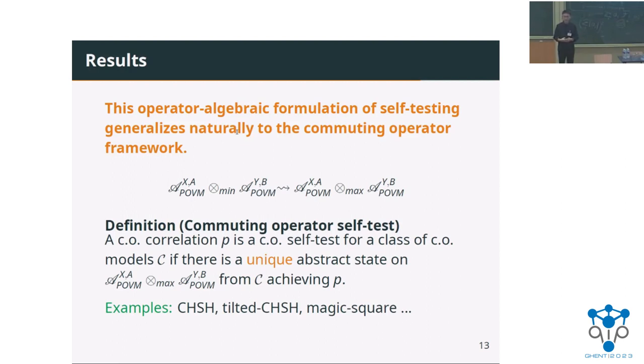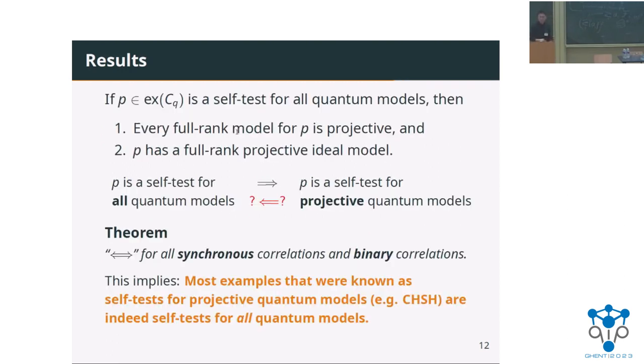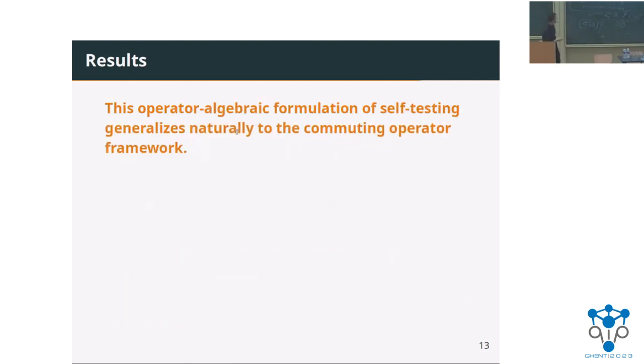You had a question? You talked about finite dimensional commuting operator. So how do you define finite dimensional for this max tensor product? Like, what is the Schmidt rank in this case?